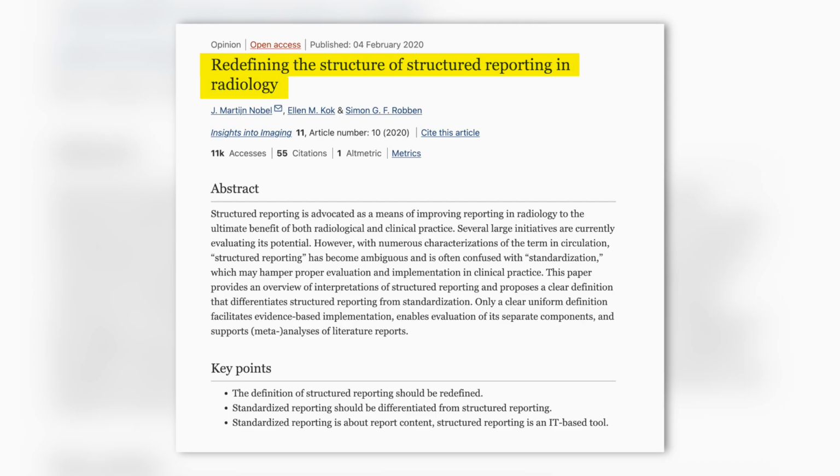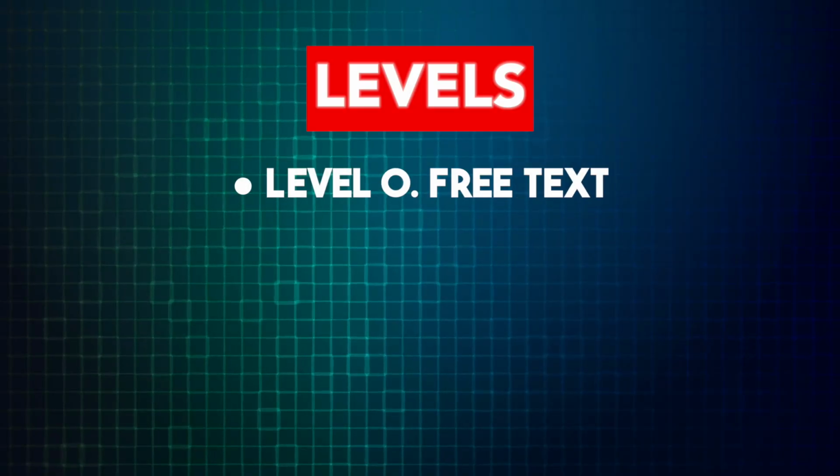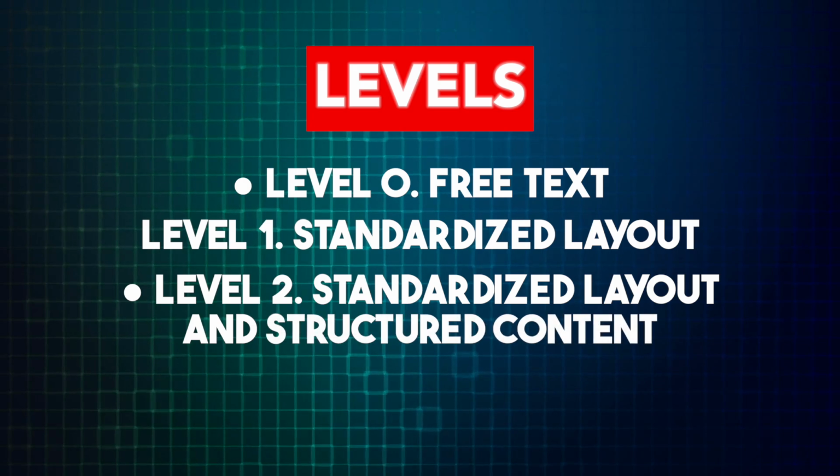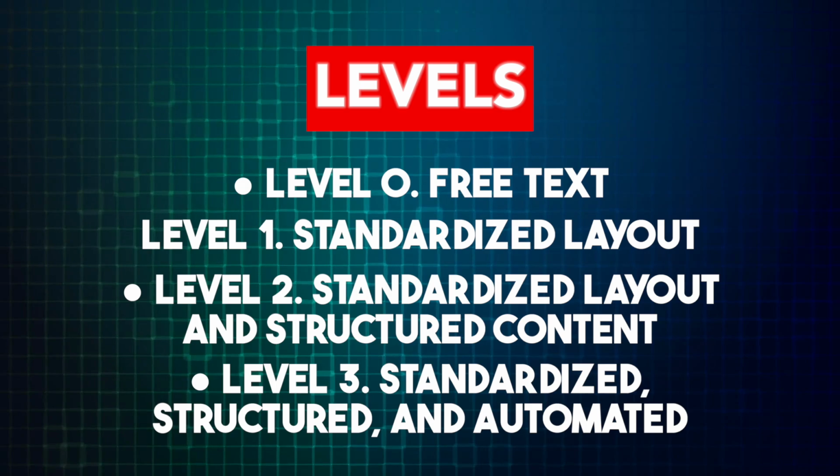Martin Noble wrote a paper in which he characterized structured reporting into 2 levels. I take that and expand it into 4 levels because I think it'll provide both insight and actionable items in order for us to improve both the quality and efficiency of structured reports. Level 0 is free text. Level 1 is standardized layout. Level 2 is standardized layout and structured content. And level 3 is standardized, structured, and automated. Let's take each one of these in turn.